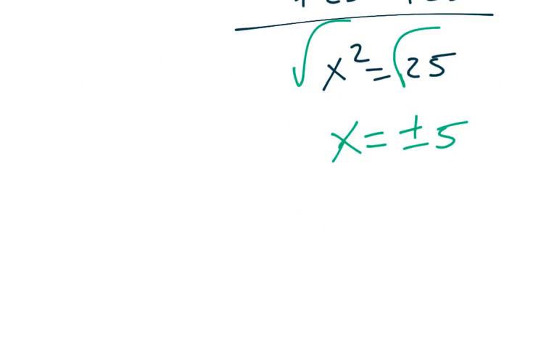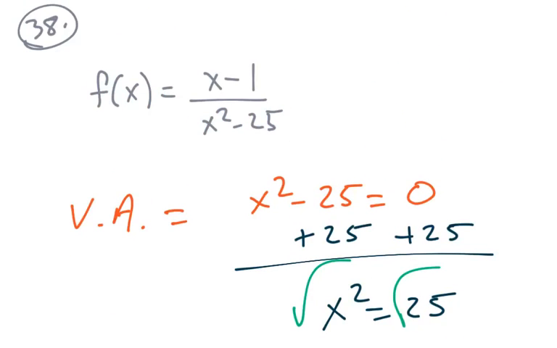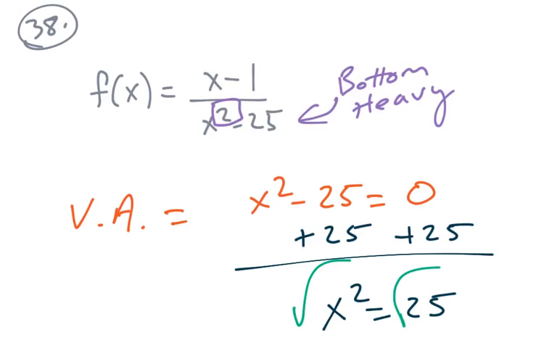The horizontal asymptote is calculated depending upon what kind of function you have. So I call this bottom heavy because the bottom exponent is bigger than the top one. When this happens, this means the bottom grows faster. So let me write bottom heavy. When this happens, it means the bottom grows faster than the top. The denominator grows faster than the numerator.